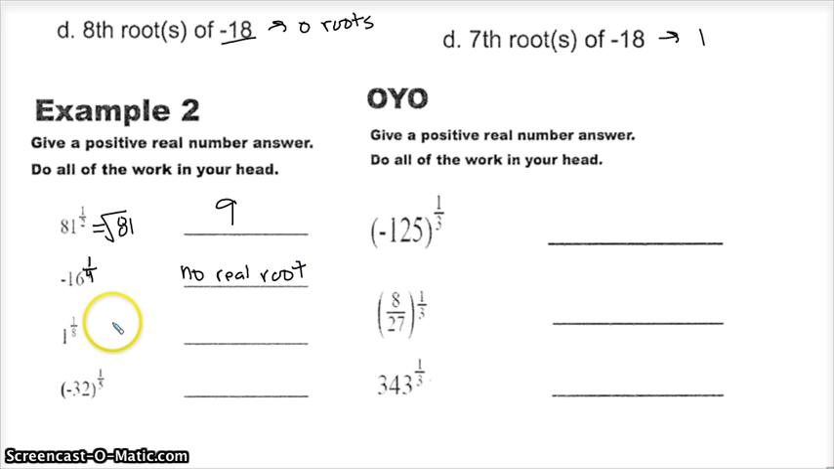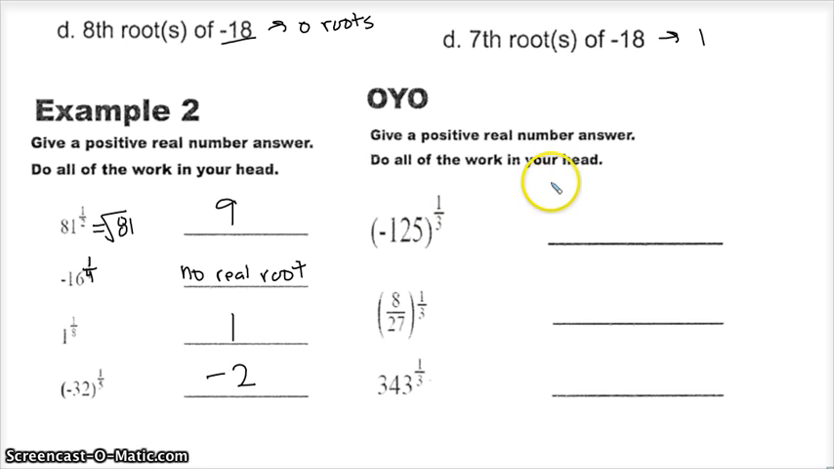Okay, third one, I've got 1. I'm trying to find the 8th root. Well, if I have 1 as my base, the root will always be 1. Lastly, I've got -32, and I'm trying to find the 5th root. So I have to determine what number to the 5th power will give me -32. I know that number to be -2. Now, you may also enter this into your calculator when we get further along. We'll talk about that when we get there.